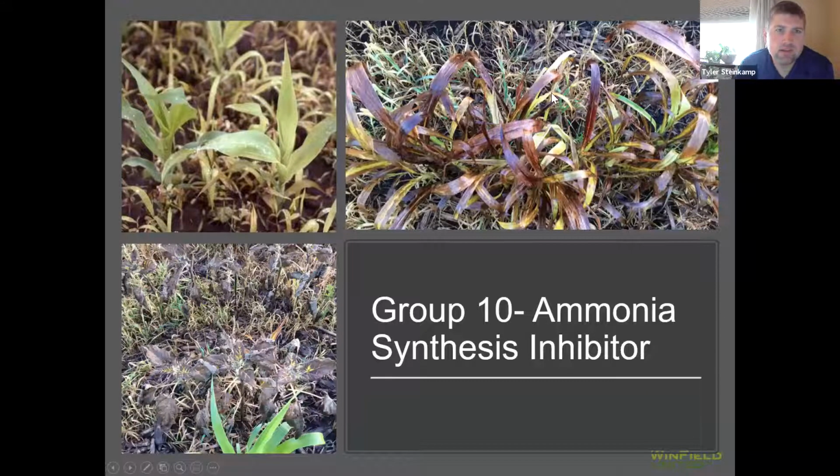With this, you're going to see this activity a lot quicker than what we do with glyphosate. You're usually going to start to see some activity within 3 to 4 days, and by about 5 or 6, you're going to know whether you got decent control or not.